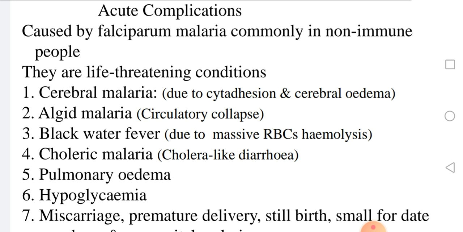Black water fever, this is due to massive hemolysis of red blood cells. Choleric malaria, the patient will have cholera-like diarrhea. Pulmonary edema, and here the condition will be very grave. Hypoglycemia, the glucose level in the blood will be quite low.